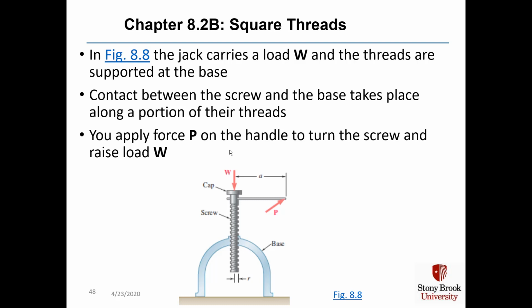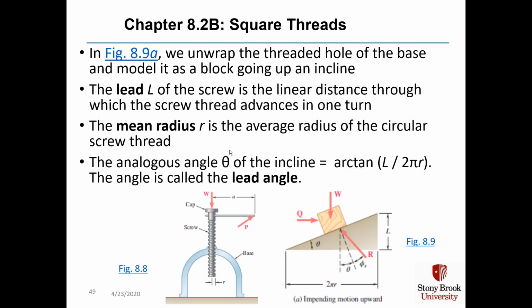And in order to lower the load, you rotate the handle in the opposite direction, still with a modest amount of force to overcome the friction in the threads. But at that point, gravity is your friend, and usually you have to apply a force that's less than half of what you needed to lift the load up.